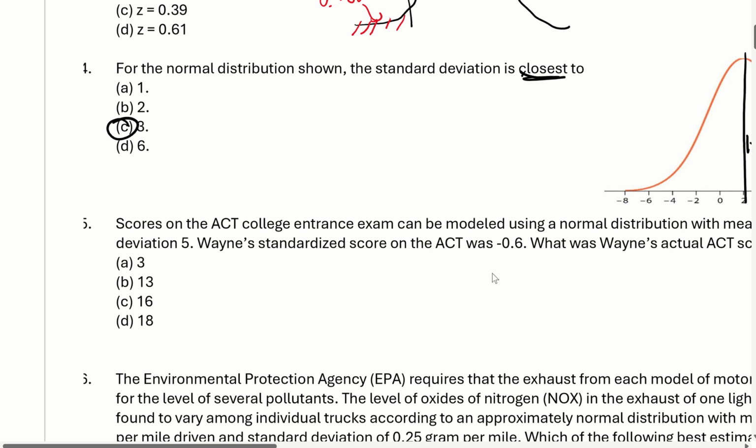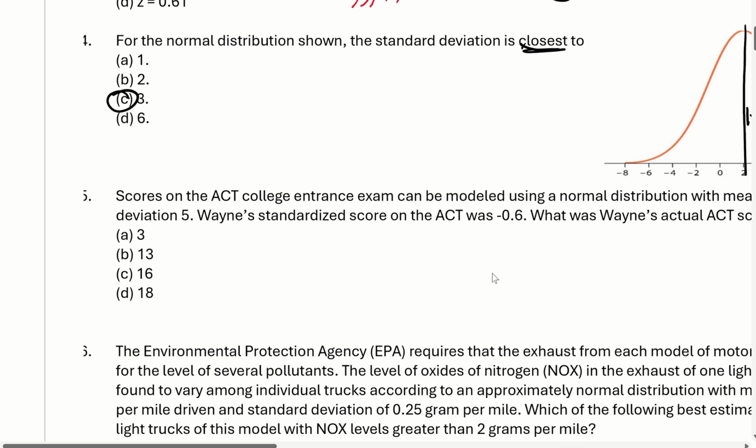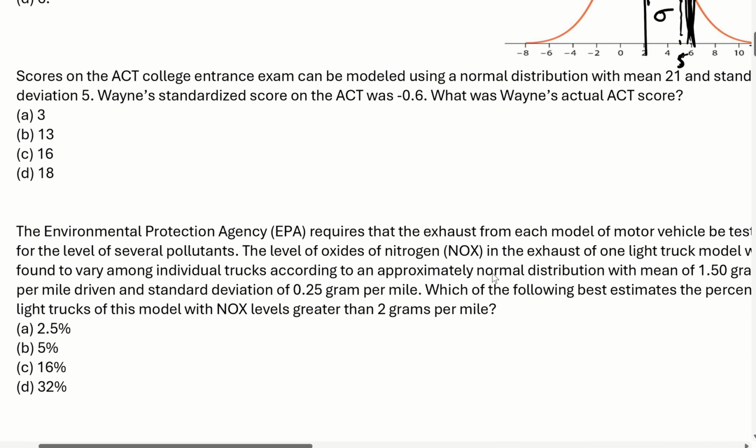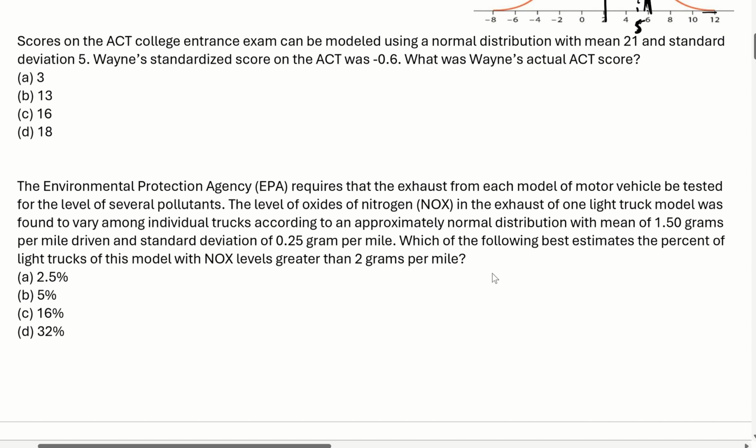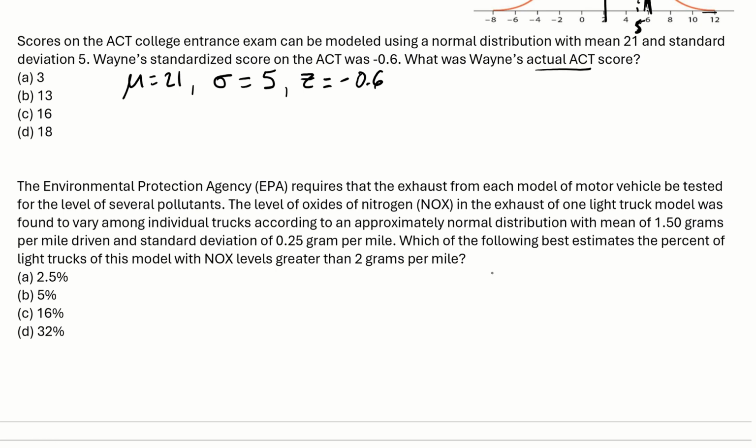All right, so there's number 5. Scores on the ACT college entrance exam can be modeled using a normal distribution with a mean of 21 and standard deviation 5. So the mean is 21, the standard deviation is 5, and Wayne's score, that's the X value, his Z score, sorry, standardized score, so Wayne's Z score is negative 0.6. What was his actual ACT score? So that's his X value.